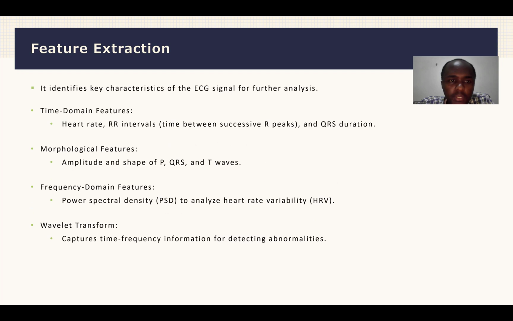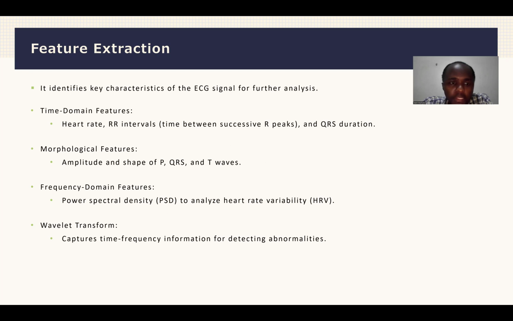Which basically talks about feature extraction. It identifies key characteristics of the ECG signal for further analysis. Feature extraction is a crucial step in EEG signal processing, aiming to identify meaningful patterns that represent different brain activities. These features can be used for medical diagnosis, brain-computer interfaces, cognitive research, and emotion recognition.